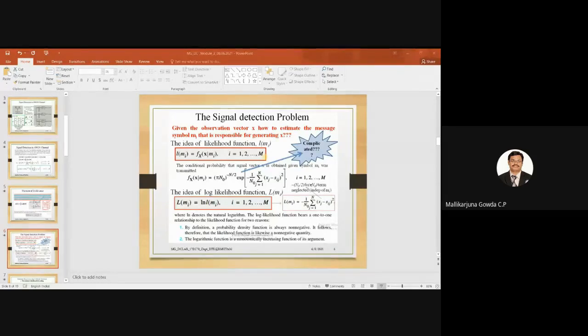First, by definition, a probability density function is always non-negative, and it follows that the likelihood function is likewise a non-negative quantity. Then, the logarithmic function is a monotonically increasing function of its argument. That is what the logarithmic function is. I hope you are able to visualize that. Monotonically increasing means, can any one of you say how the graph will be?